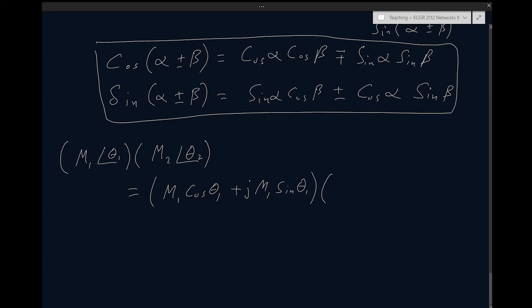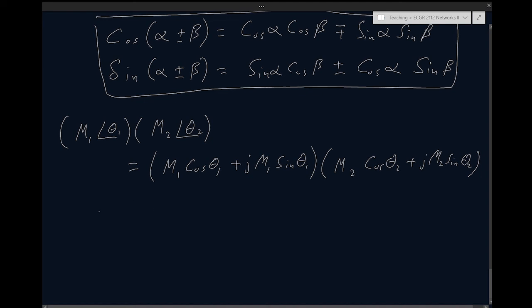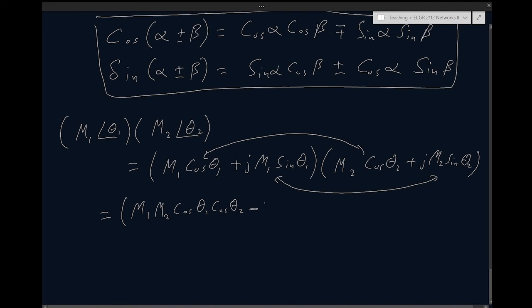Right, I hope you're seeing where I'm going here. M2 cosine theta 2 plus j M2 sine theta 2. Okay, and let's do the multiplication. Take the real component, so this times this: M1 M2 cosine theta 1 cosine theta 2, and then this term with this term, so j times j is going to be minus 1, and then M1 M2 sine theta 1 sine theta 2.